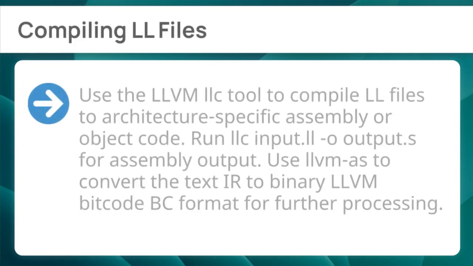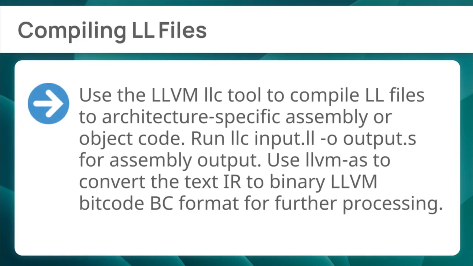Next, compiling LL files. Use the LLVM LLC tool to compile LL files to architecture-specific assembly or object code. Run llc input.ll -o output, with -S for assembly output. Use llvm-as to convert the text IR to binary LLVM bitcode, BC format, for further processing.